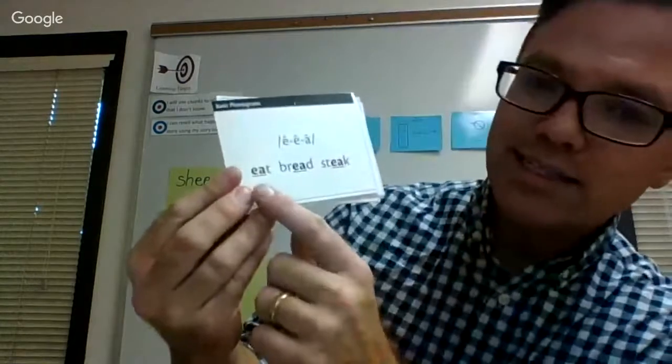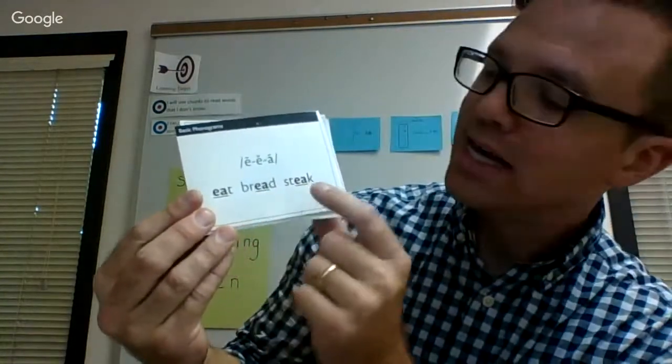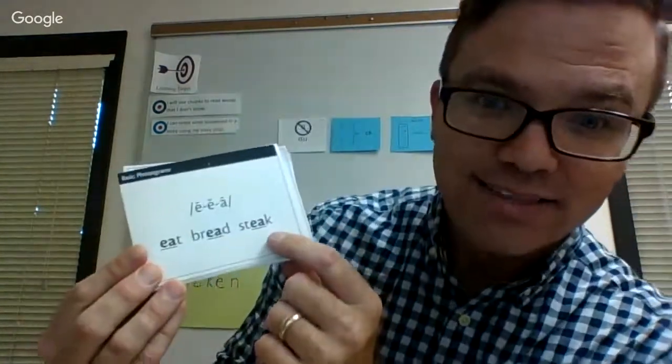E like eat. A like bread. A like steak. Oh, I like steak. Okay? Now the A is not very common. There's not many words that have that A sound. But you need to know, especially for words like bread, dead, that kind of thing.